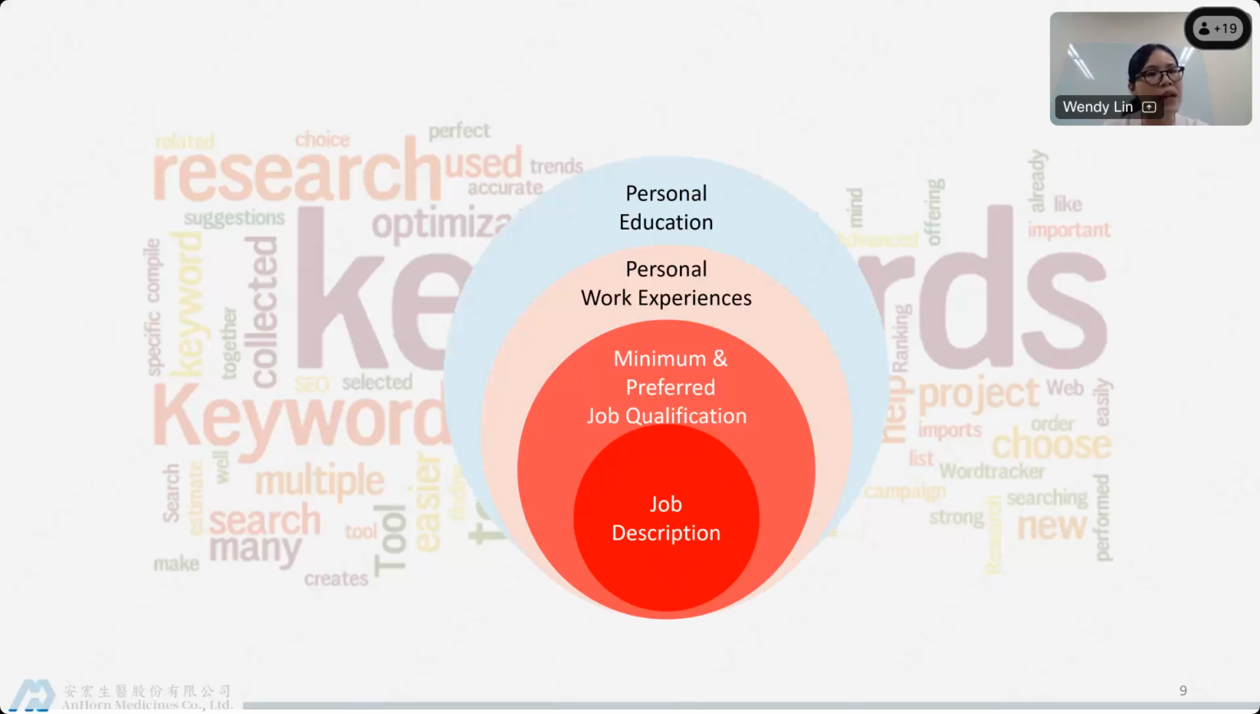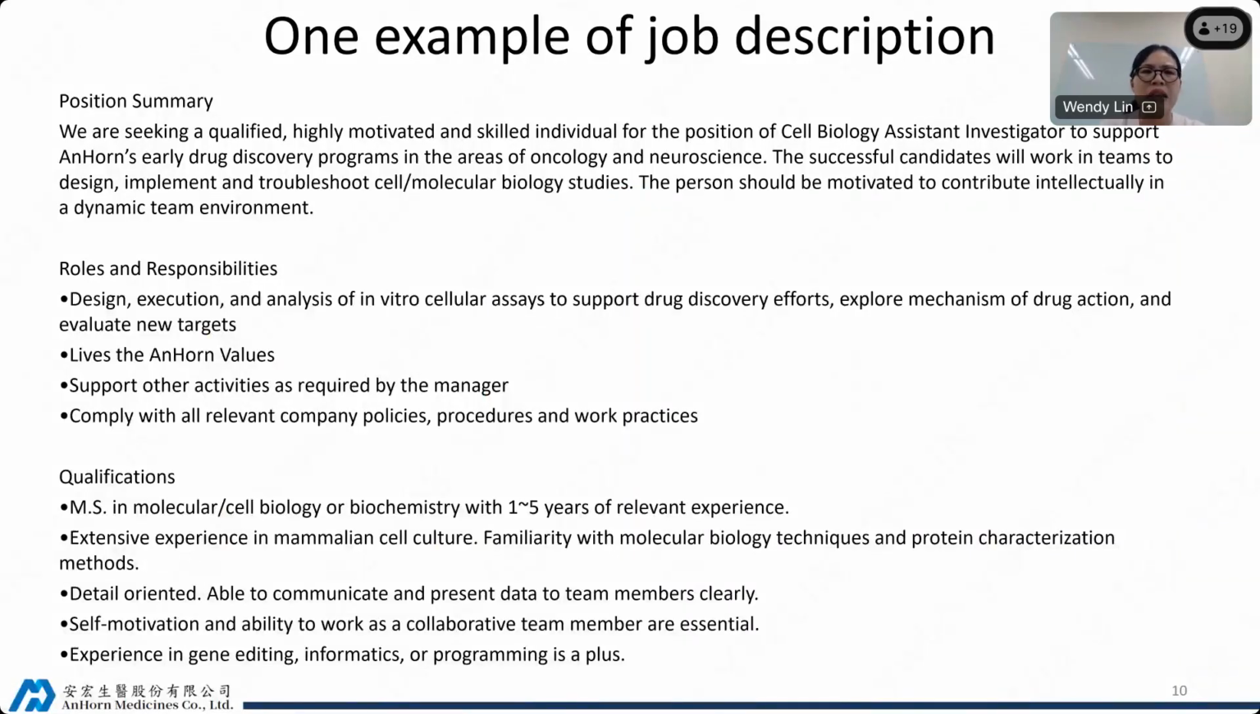So I will use one example to illustrate this process. Here is one example for an open position. This is a research position. The position is a cell biology assistant investigator. If you look at this job description, the role is to design, execute, and analyze the in vitro assays to support the drug discovery efforts. So the person needs to have the research background. They know how to build the cell assays, how to implement and analyze all those data. And the most advanced applicants need to troubleshoot the assay activities.